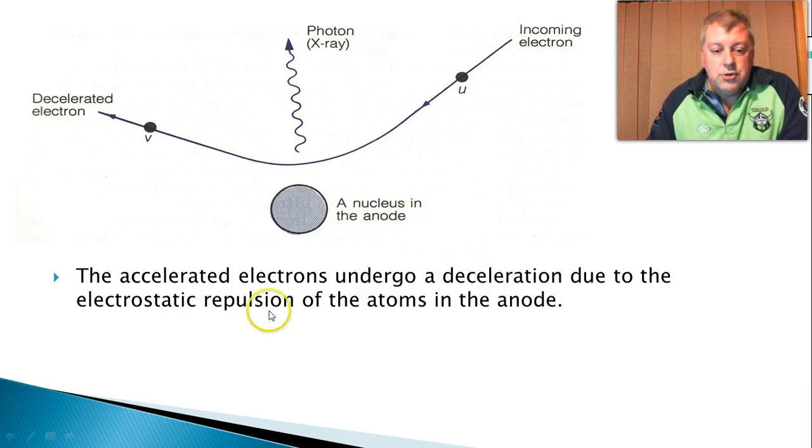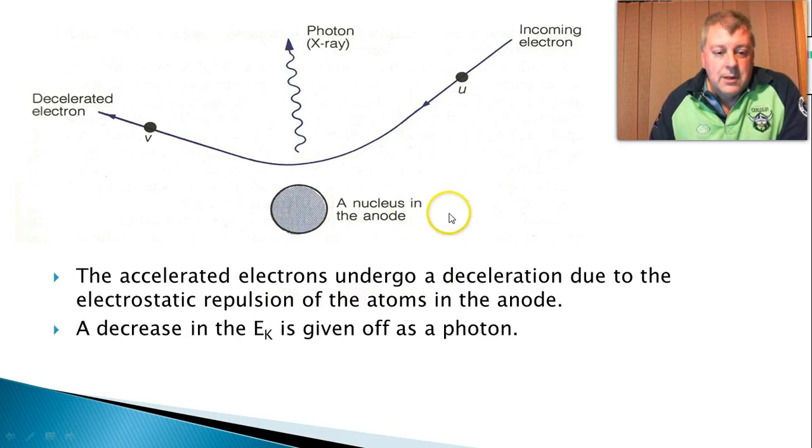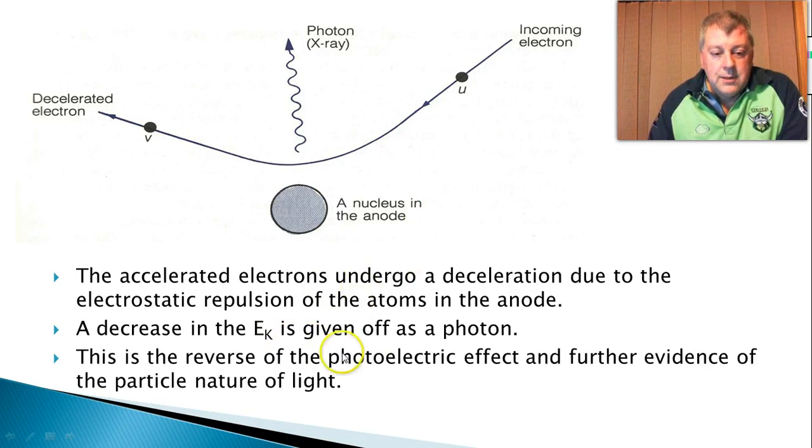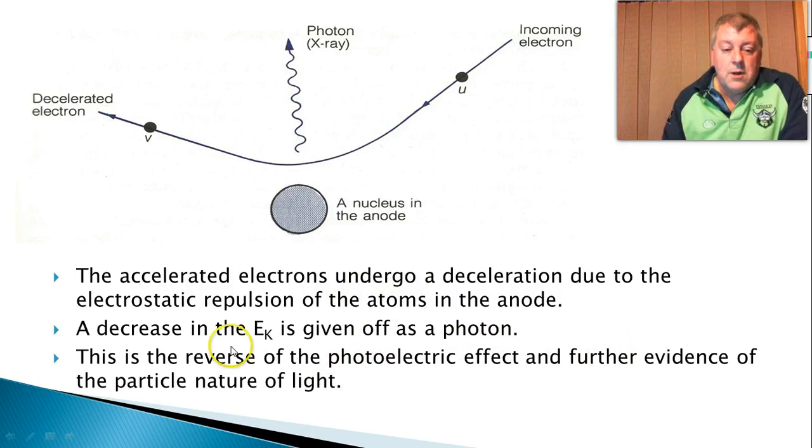Deceleration due to the electrostatic repulsion of the atoms in the anode. So it's not just one atom, it can be a whole range of atoms. The decrease in the kinetic energy is given off as a photon. This is the reverse of the photoelectric effect and further evidence of the particle nature of light.